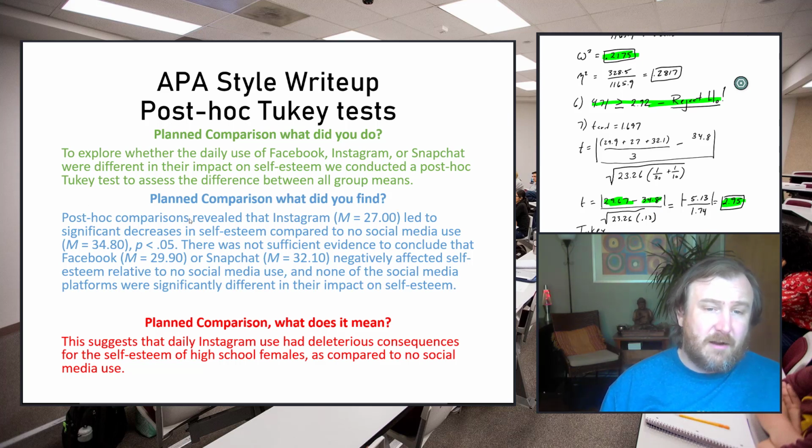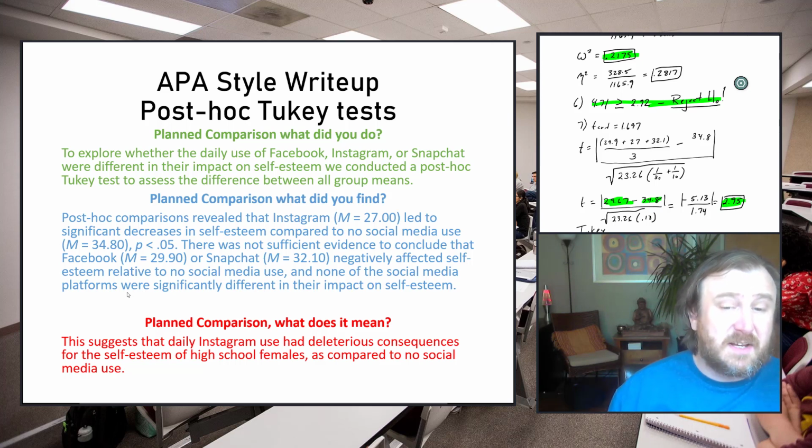The post-hoc comparisons revealed that Instagram, and then we report the mean for Instagram, led to significant decreases in self-esteem compared to no social media use. And we report the mean for no social media use. There was not sufficient evidence to conclude that Facebook and the mean, or Snapchat and the mean, negatively affected self-esteem relative to no social media use. And none of the social media platforms were significantly different in their impact on self-esteem.